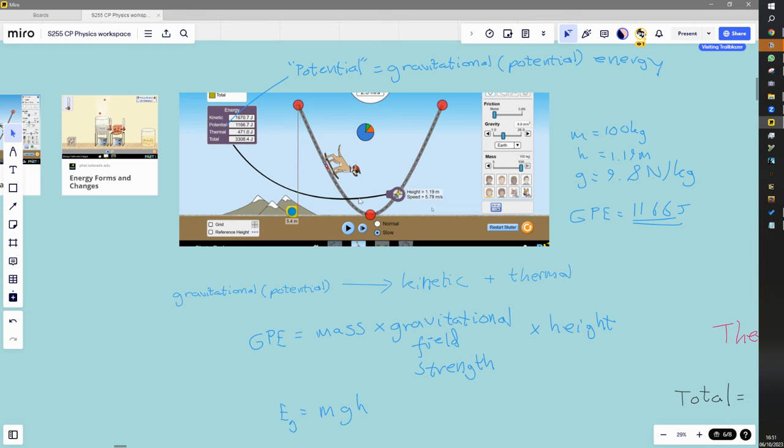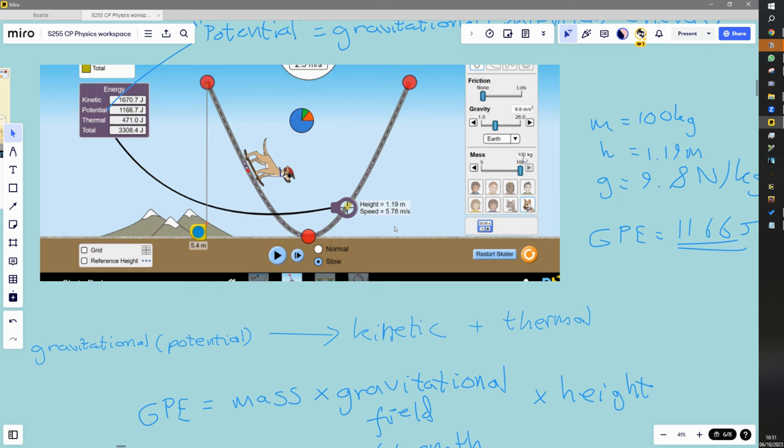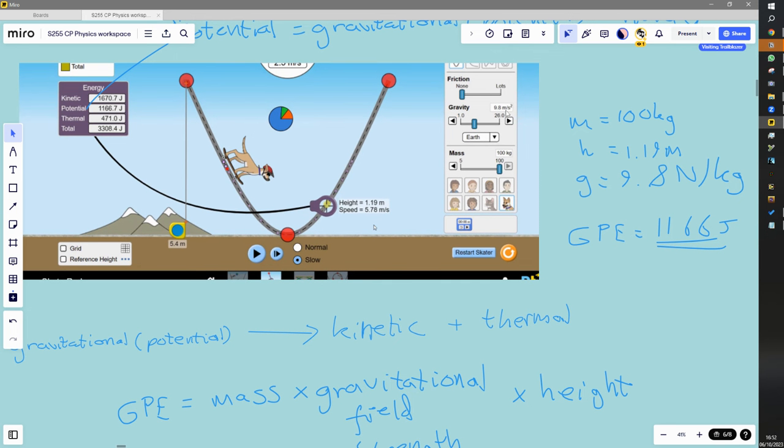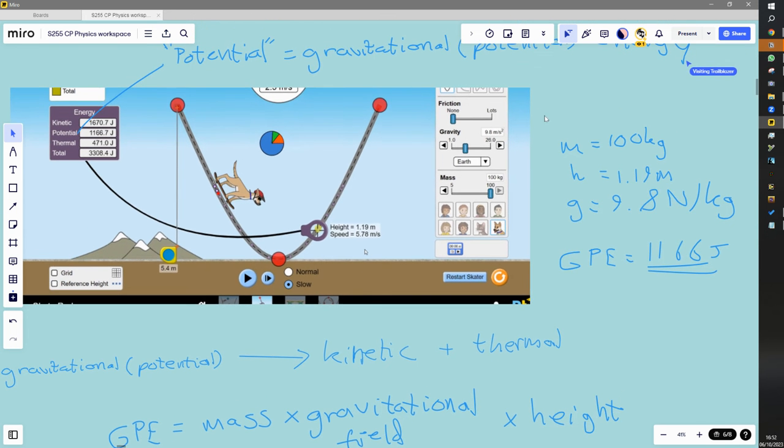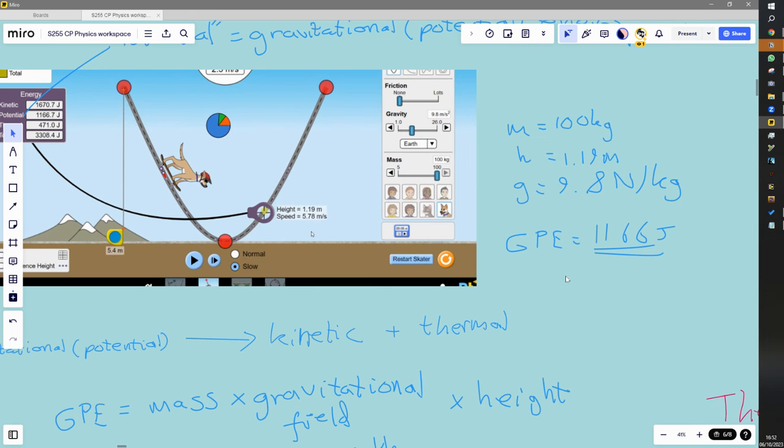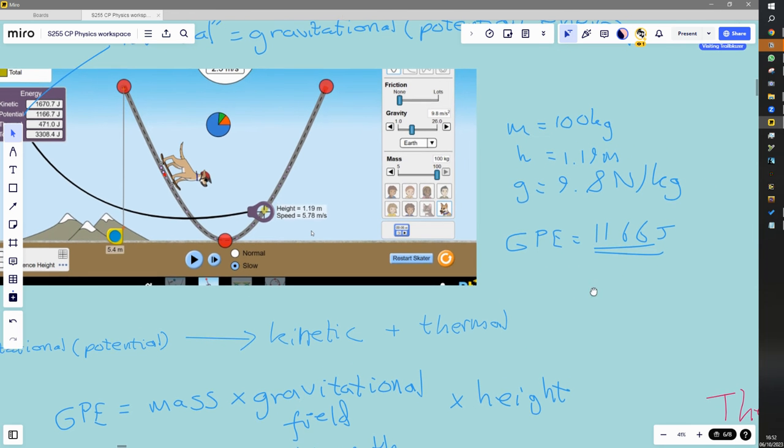We can measure the height, but if we take this little thing here, we can just click on it and it will tell us the height anyway, and it tells us the speed. And if we look over here, we've selected it to be 100 kilograms, quite a heavy dog, and then we've put it on Earth. And the strength of gravity on Earth is 9.8. Now you can measure that in newtons per kilogram, like I did, or meters per second squared. It is the same number, but I won't go into why that is at the moment.